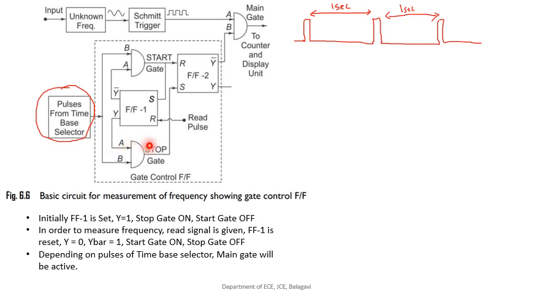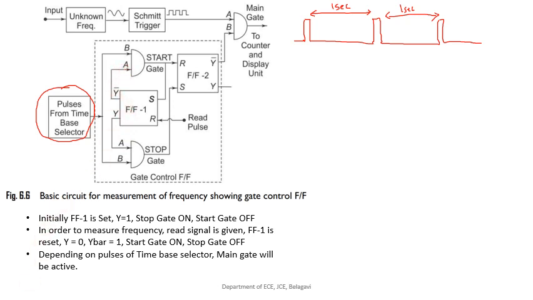input of stop gate. Now again, since you can see there are two flip-flops as well as there are two gates. One gate is called as a stop gate, the other gate is called as a start gate. So initially my FF1 is set and my Y is 1. Now if Y is 1, then Y bar is 0.